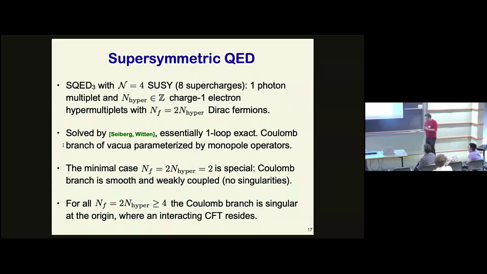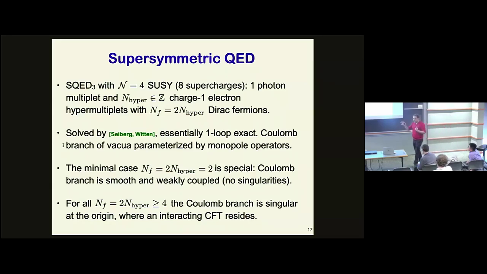So this class of theories is very interesting and very rich. It also has deep connections to mathematics, like mirror symmetry. But this particular class of abelian theories can essentially be solved exactly. It was solved by Seiberg and Witten in the 90s, roughly speaking, because the dynamics is one loop exact when it's viewed in the right variables.